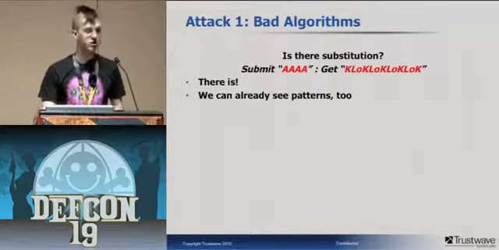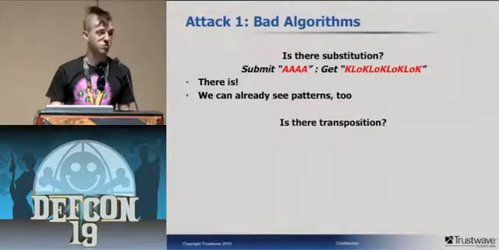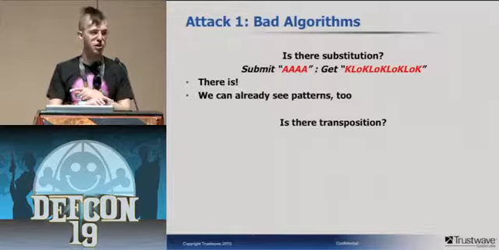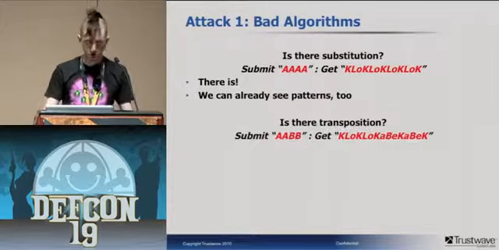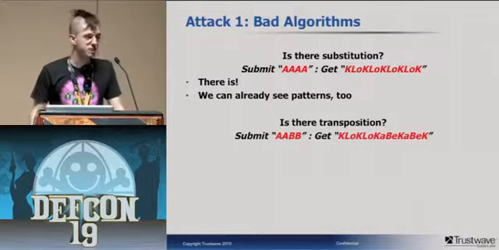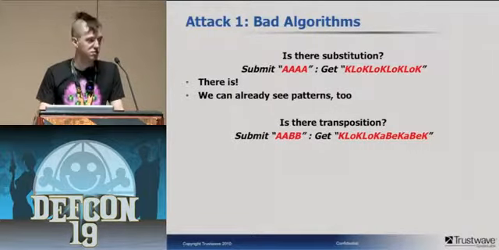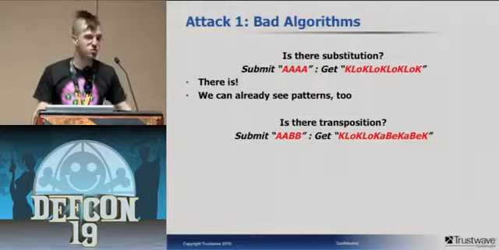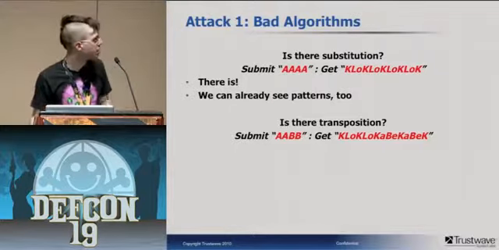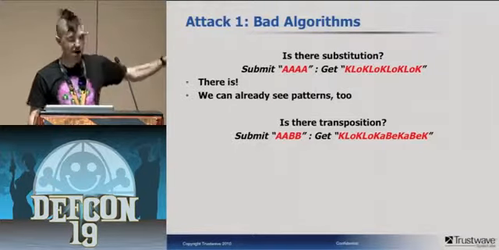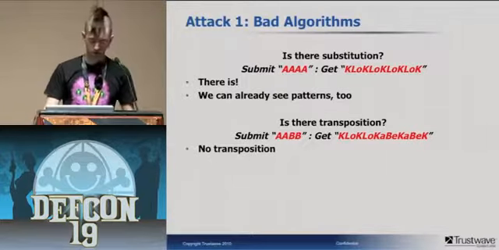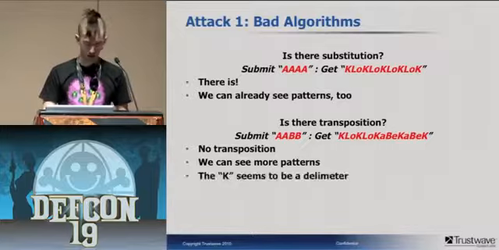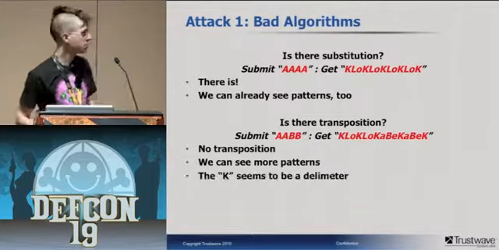So the next thing we're looking for is if there's transposition, if characters are being switched around before or after the substitution occurs. So we'll submit AABB, and we see something similar to what we saw last time. And you can already start to see patterns in this very, very quickly. So there doesn't seem to be any transposition, and we can see more patterns. The K also seems to be a delimiter.